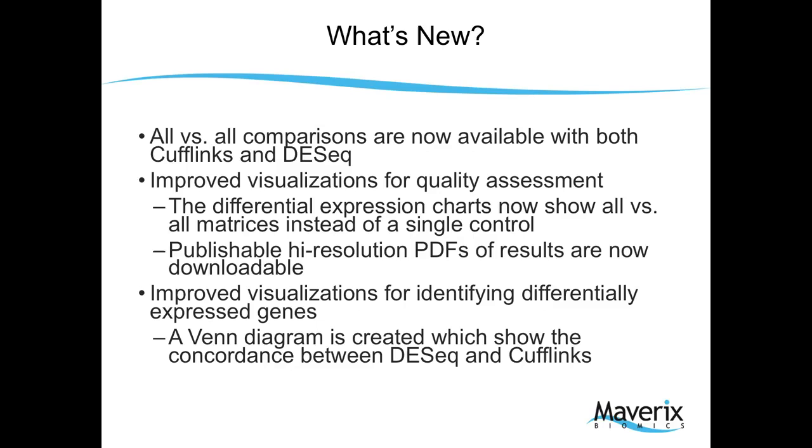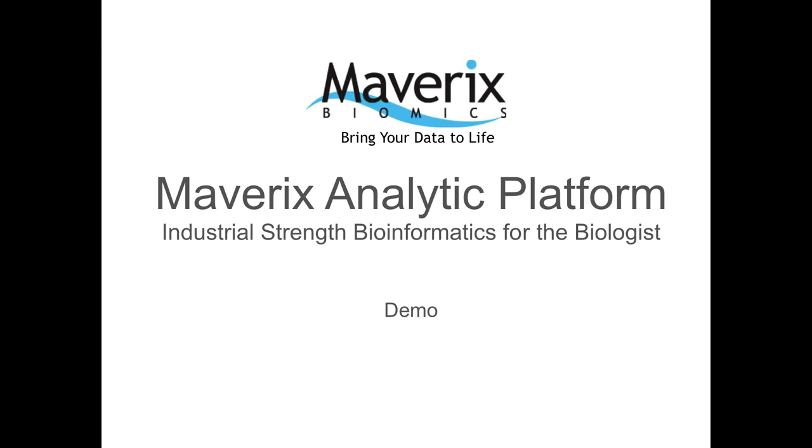We've also enabled the results to be downloadable in high-resolution PDFs, which can be inserted directly into publications. You will see improved visualizations for the differential expression results as well. A Venn diagram is created which will show you the concordance between the two analytic pipelines. Let's transition now to the Maverix Analytic Platform, where we can configure and launch an analysis and review the results of the new version 2.3 mRNA-seq for differential expression analysis.